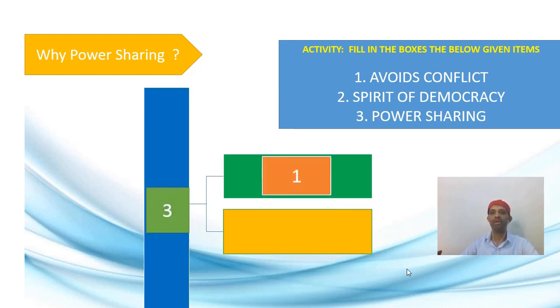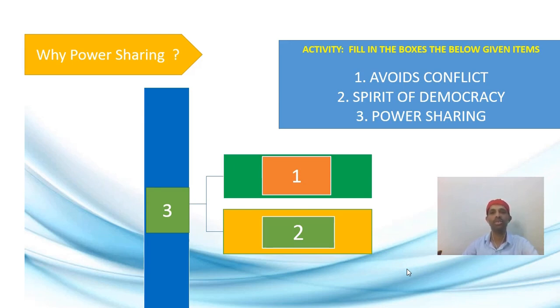Then comes number 1, of course, why do we need power sharing? So that we can avoid conflict. We have proved this with the example of Belgium, whereas in Sri Lanka, we failed. That's why there was conflict and civil war. Another reason for power sharing is that in democracy, it is the spirit of democracy. It's a moral reason that in democracy, there should be power sharing amongst all the people, all the sections, to whatever extent, so that we can ensure safety, security, and peace in the country.